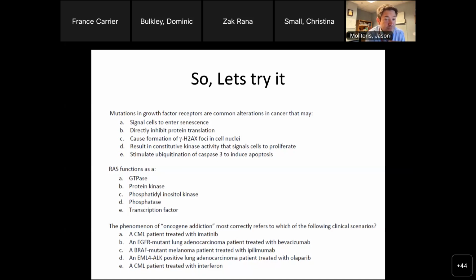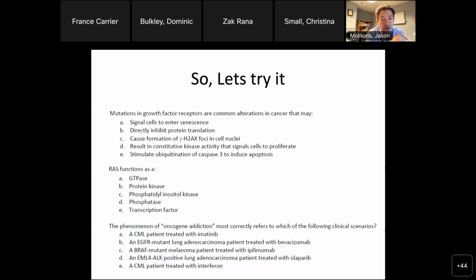And the final question: the phenomenon of oncogene addiction most closely refers to which clinical scenario? Okay, I think that the test is moving more towards clinical applications of cancer biology. So is oncogene addiction a CML patient treated with imatinib? Is it an EGFR mutant lung adenocarcinoma treated with bevacizumab? Is it a BRAF mutant melanoma treated with ipilimumab? Is it an ALK positive lung cancer patient treated with olaparib? Or is it a CML patient treated with interferon?